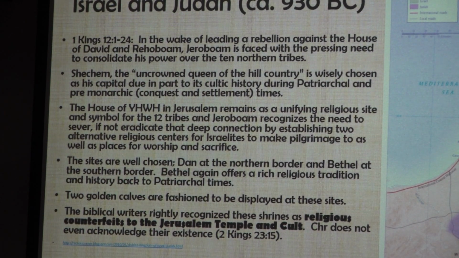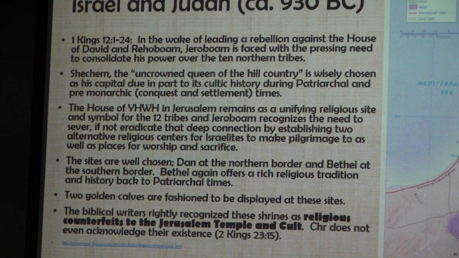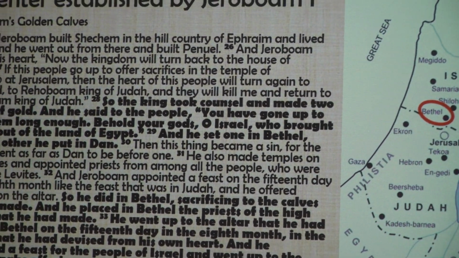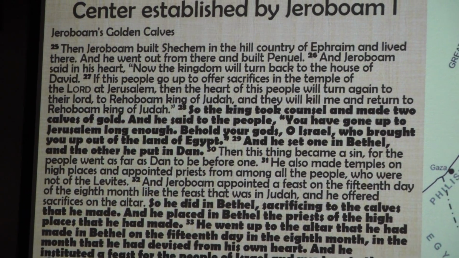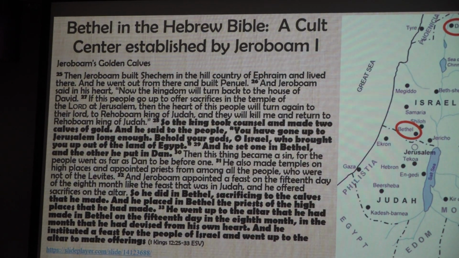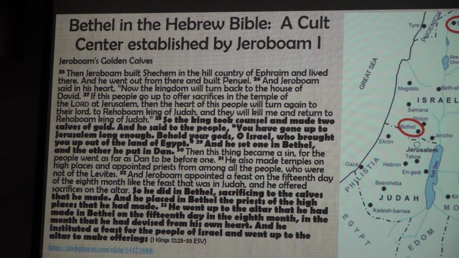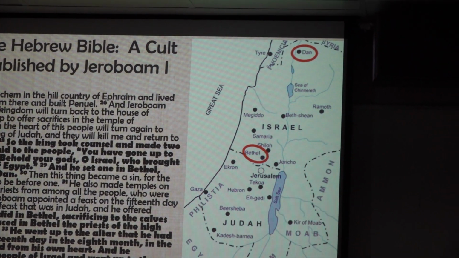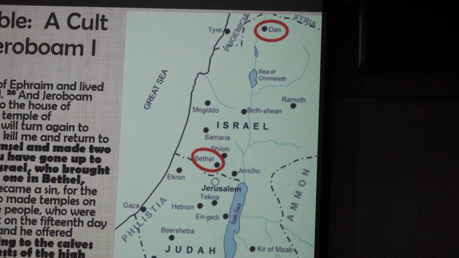And as typical, the chronicler doesn't even acknowledge their existence. Okay. And this is the text. So the king took counsel and made 2 calves of gold, and he said to the people, "You have gone up to Jerusalem long enough. Behold your gods, O Israel, who brought you out of the land of Egypt."